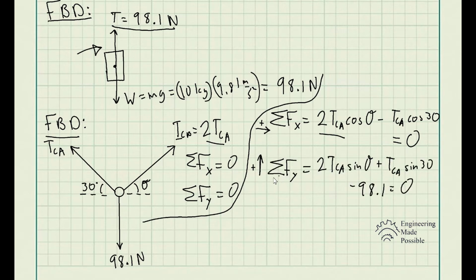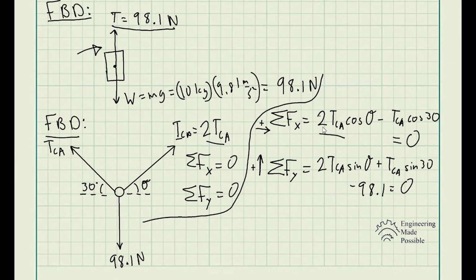So when it comes to the sign convention, I chose up being positive. So we have 2 times tension in cable CA times sine theta plus tension in cable CA times sine 30 degrees. Take away 98.1, since it's going downward, is equal to 0 for static equilibrium.